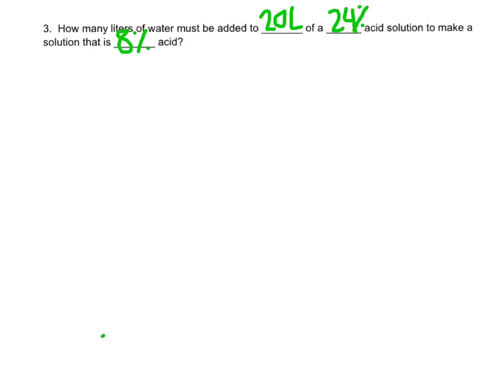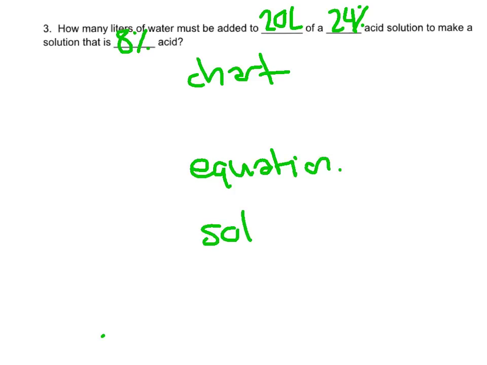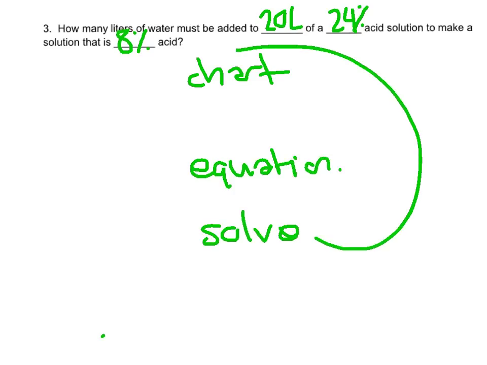How many liters of water must be added to 20 liters of a 24% acid solution to make a solution that is 8% acid? So have a chart, set up your equation, solve it, and make sure that when you solve, you are actually answering what the question is asking. All right, see you tomorrow.